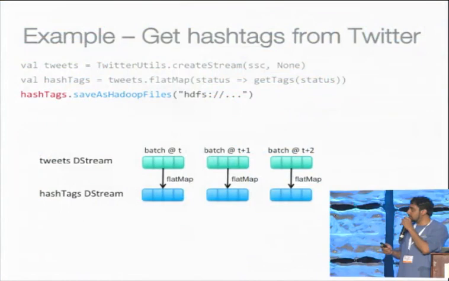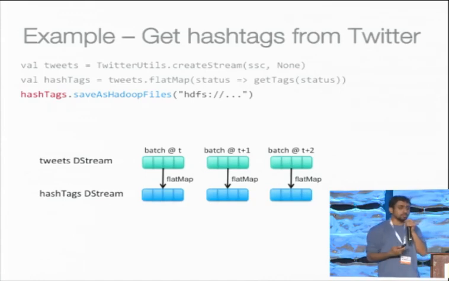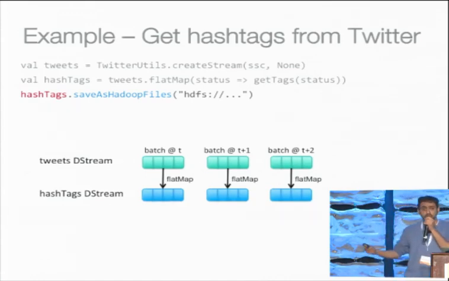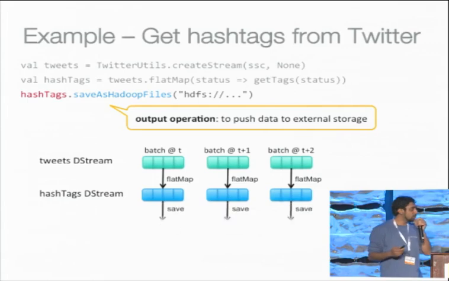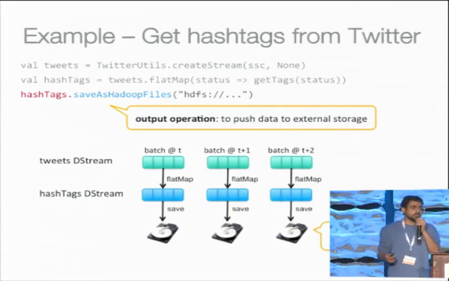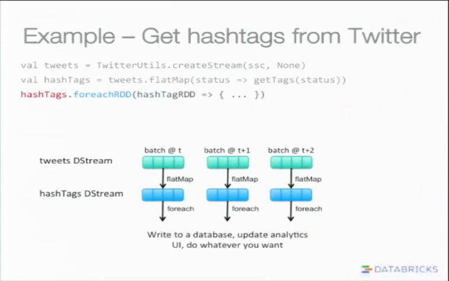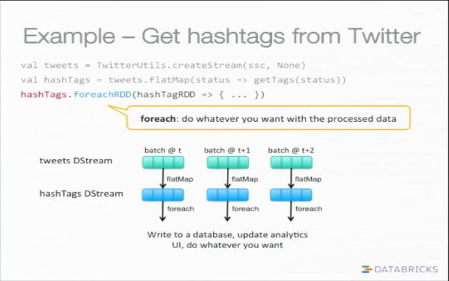And finally, once you have done all your data transformations, you're going to do something with the data, maybe push it out to HDFS. For that we have this operation called saveAsHadoopFiles, which saves each batch of processed data, in this case hashtags, as Hadoop files. These types of operations are called output operations. And not just saving to HDFS, you can do arbitrary stuff with the transformed data using this operation called foreachRDD, which gives you direct access to the RDD. You can do whatever you want in that. Either push it out to some external database, let's say Cassandra, or directly push it out to a dashboard website to update your dashboard, whatever you want.